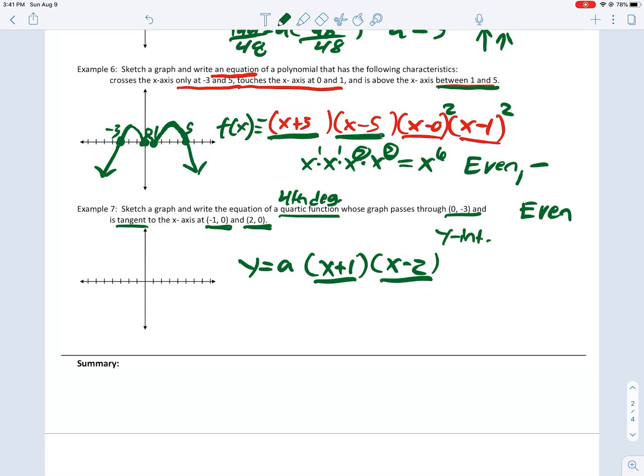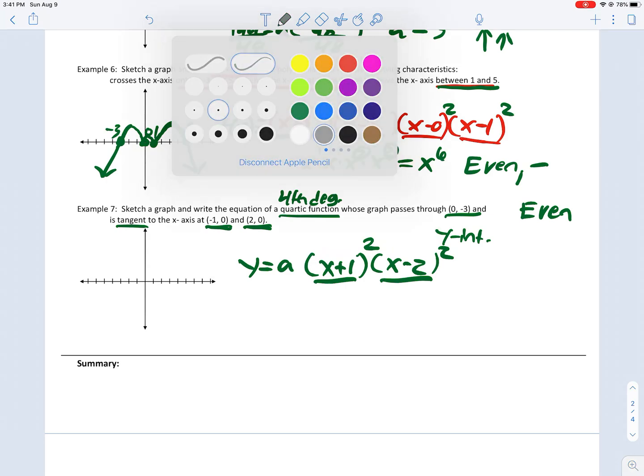So if it touches, same thing as bounces, that means the multiplicity is even. So both of these have to be squared. Remember, all of our factors are either going to be squared or to the first power when we write the equation. So now to figure out a, we need another point.